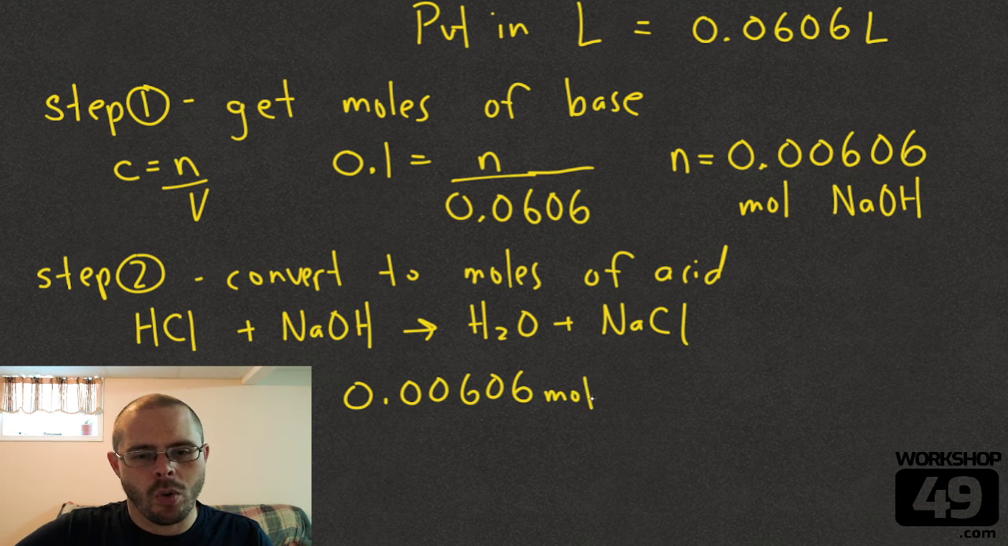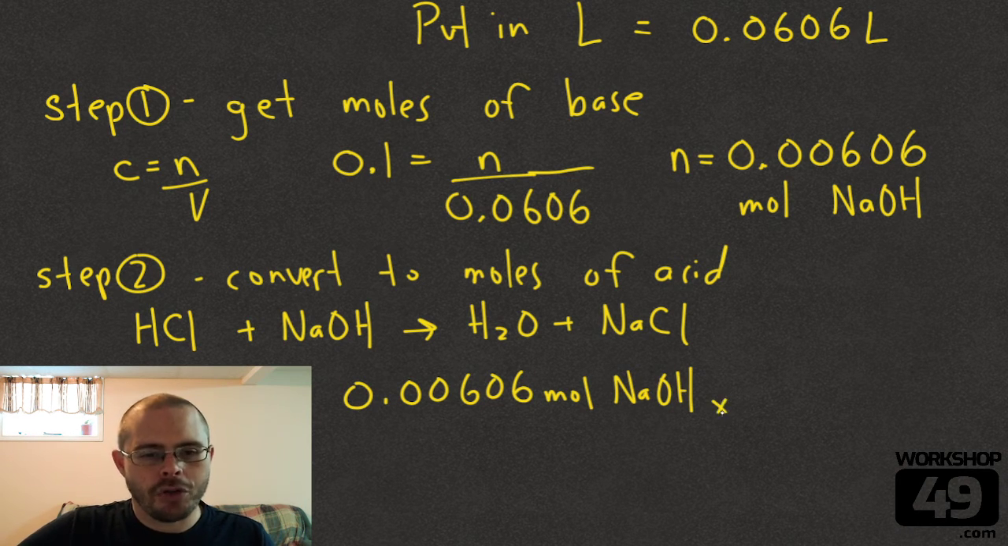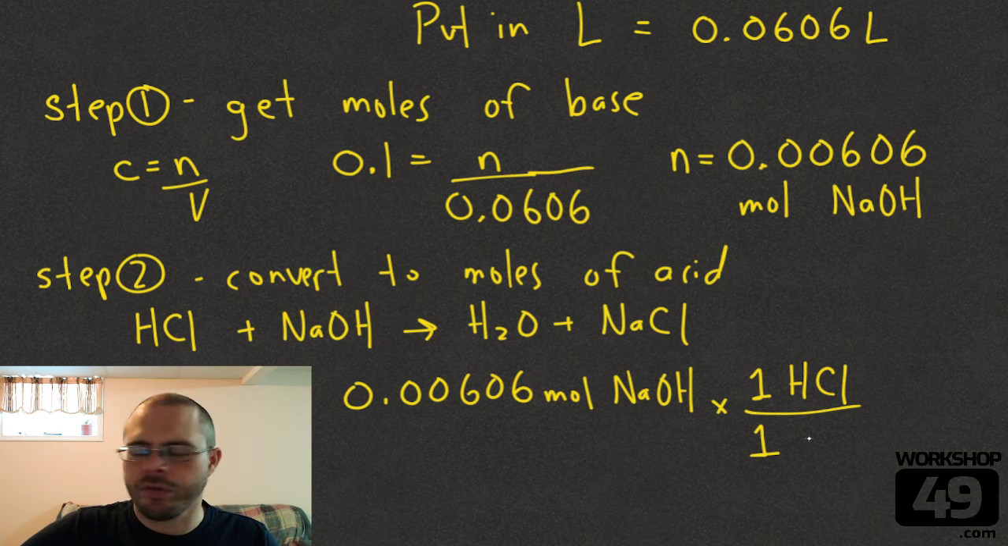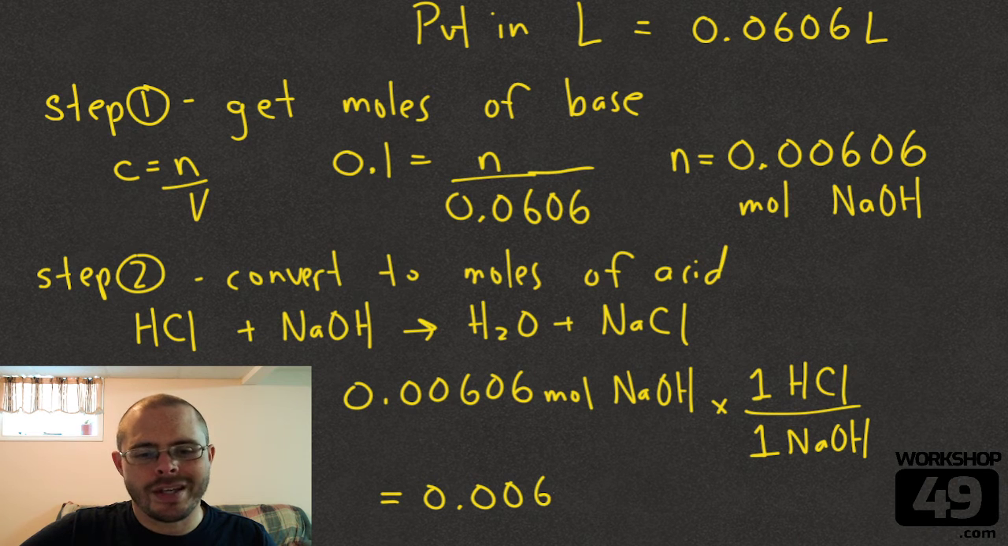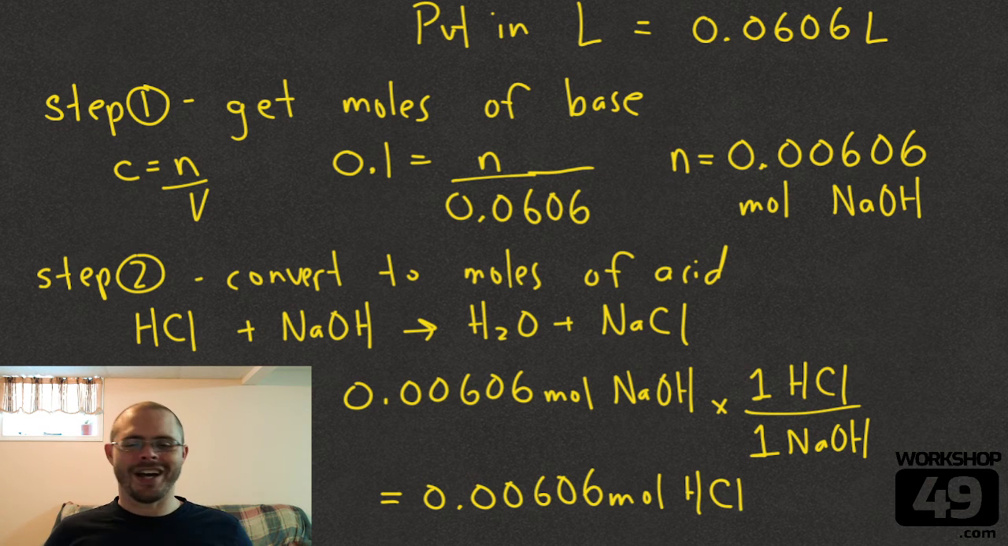0.00606 moles of NaOH multiply by the coefficient of what you want, 1 HCl, divided by, you divide by the coefficient of what you're trying to get rid of, 1 NaOH. This is going to equal 0.00606 moles of HCl. Almost done.